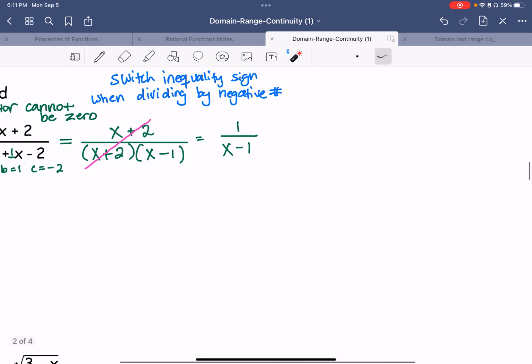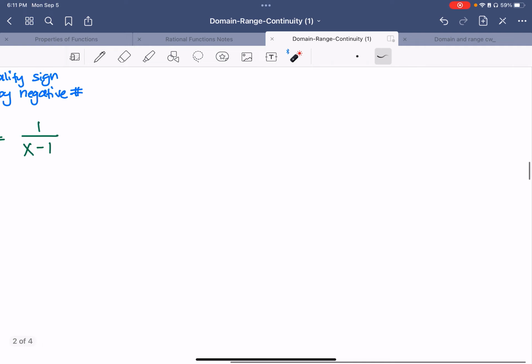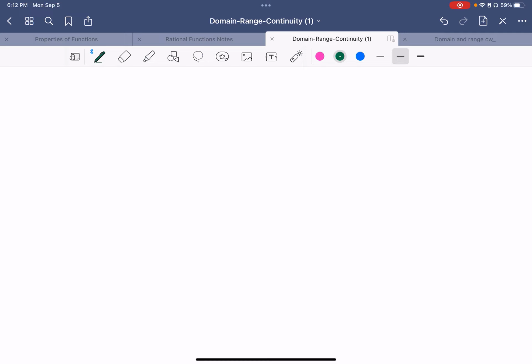So we have a hole, and we also have a vertical asymptote. I'm going to come off to the side of the page to give you the definition of a hole.